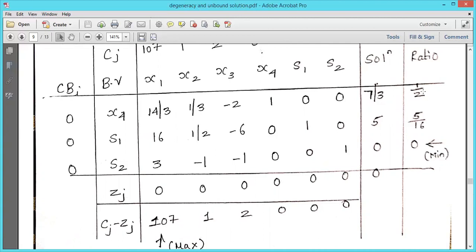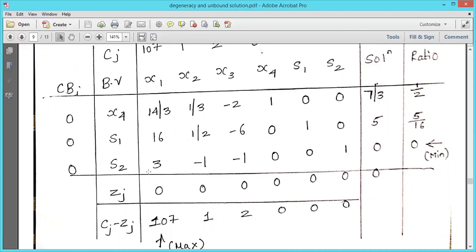Now we have to find the ratio, that is 7 by 3 divided by 14 by 3, 1 by 2, again 5 by 16, again 0 by 3, it is 0. Among these three values, this is the minimum. So S2 will be the key row. In the next iteration, X1 is the entering variable and S2 is the leaving variable.